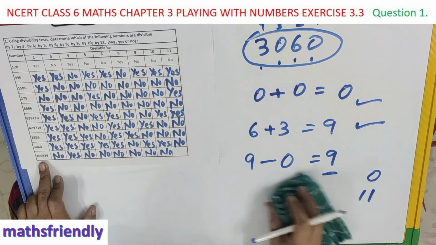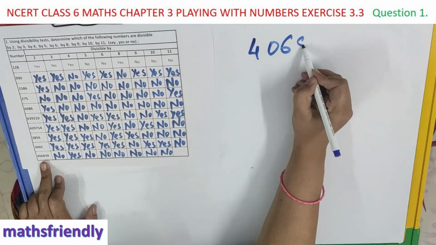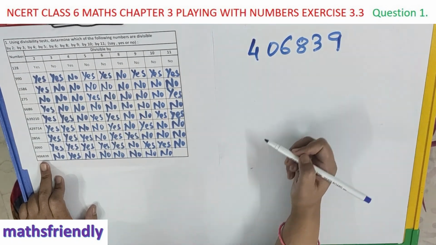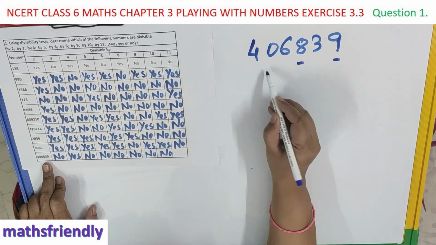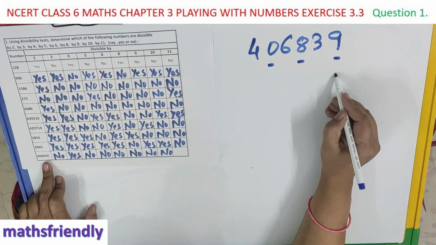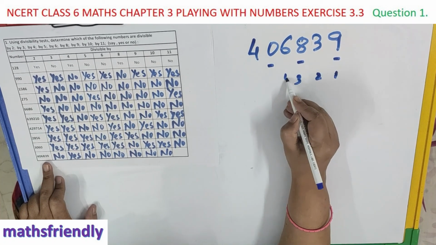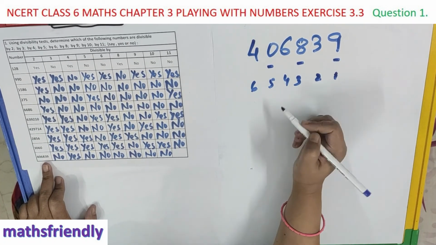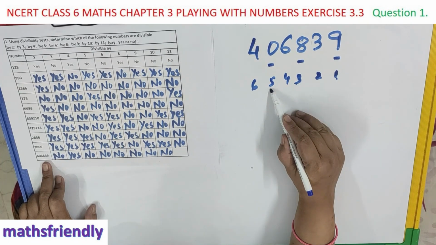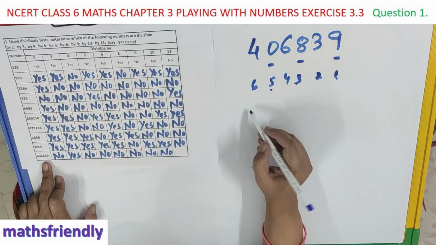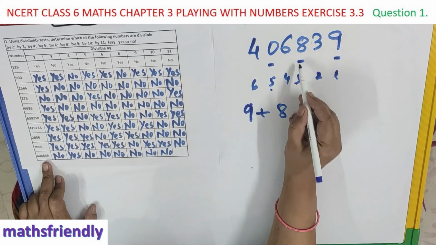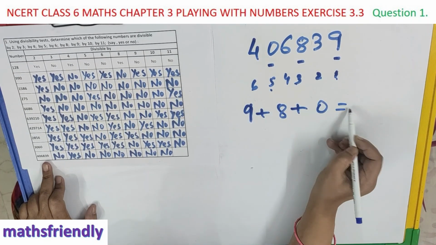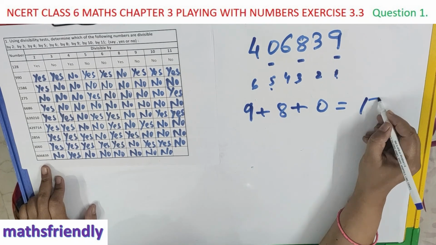Now we have the last one, 406839. The digits at odd places are these. Okay, first place, second place, third place, fourth place, fifth place and sixth place. So first, third and fifth are the odd places. What are the digits there? The digits are 9 plus 8 plus 0. 9 plus 8 plus 0 is 17.